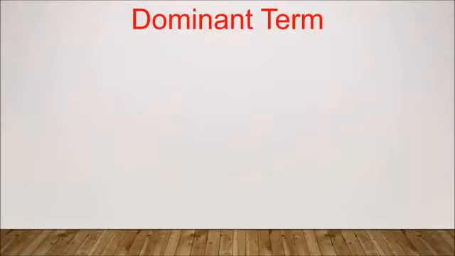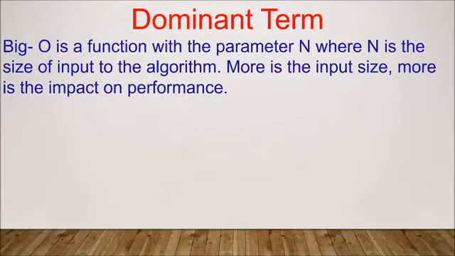That is the dominant term. See, when we calculate time using big O notation, it results in an equation. An equation is basically a collection of different terms, just like a mathematical equation. So the dominant term is the term for which the size is maximum. Big O is a function with a parameter n, where n is the size of input, or we can say number of steps. The more the input size, the more the impact on performance.